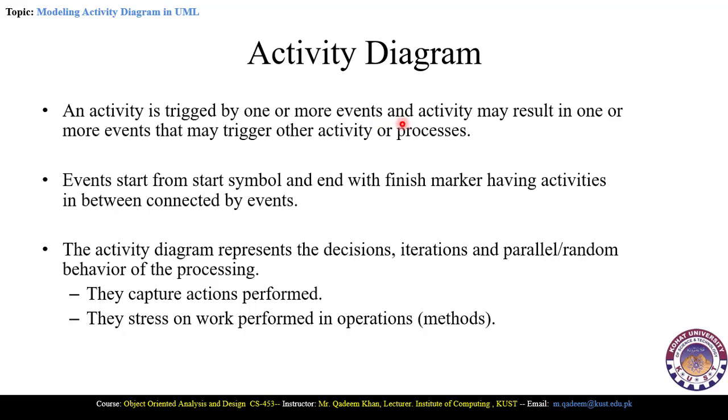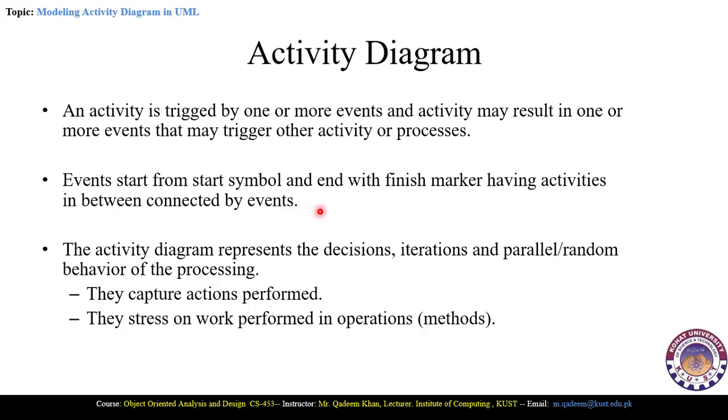And when the activity is executed, there may be one or more events that may trigger other activities or processes. So one activity can execute one or other activities or a whole other process, which will be part of this project. So an activity in fact starts with a start symbol and ends with a finishing symbol as well. These are different components of the activity diagrams. We will cover the components of the activity diagram in our upcoming slides.